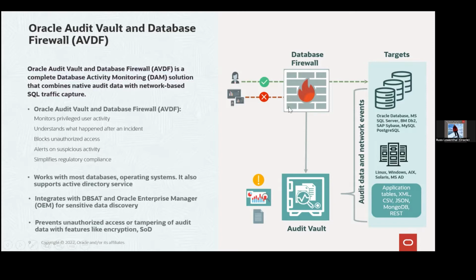So audit vault and database firewall, that's what does these 5 core use cases. It works with almost anything that produces an audit trail. It integrates with things like the database security assessment tool and enterprise manager to help identify sensitive data and discover attempts to access sensitive data that are inappropriate. And the real thing is it moves your audit data into a repository outside of the system that generates the audit trail. And that's great from an auditing standpoint. That's great from a forensic support standpoint. And it really gives you a little bit more confidence in your ability to detect what's going on.